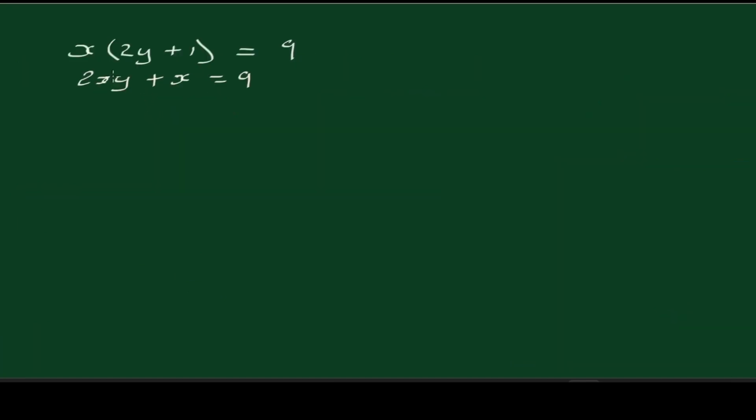Now that we have 2xy plus x equals 9, we need to make y the subject of the formula. So what I'm going to do, I'm going to get rid of the x by minusing x on both sides. This leaves us with 2xy equals 9 minus x. Now that we have that, I'm going to divide out the 2x because each term on the other side is also divided by the 2x.